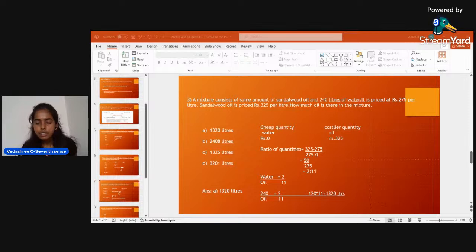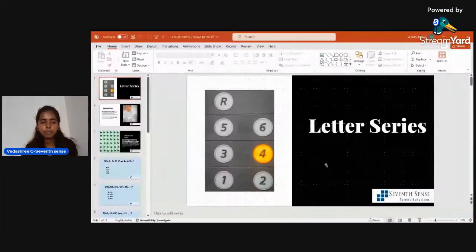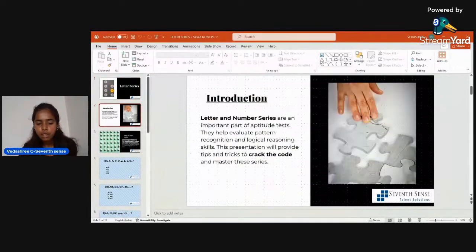Okay, we'll start with the next topic. We'll start with letter series. What do you mean by letter series here? Letter series or else number series.